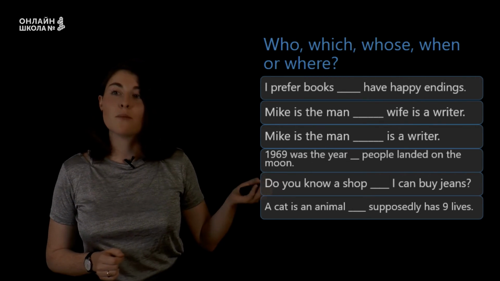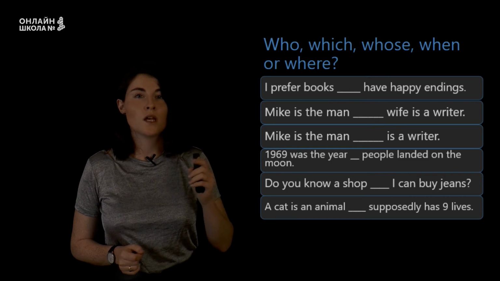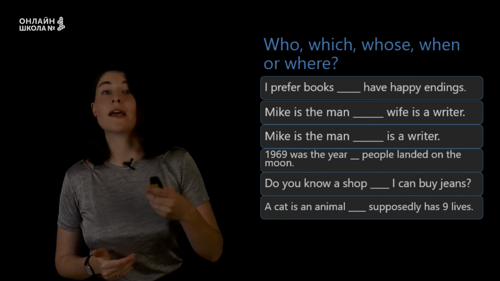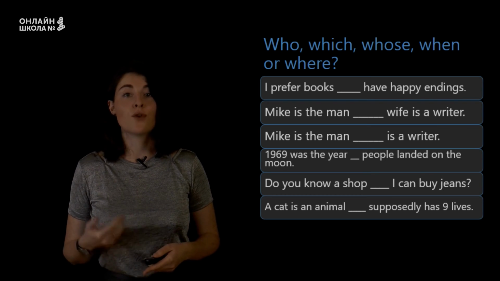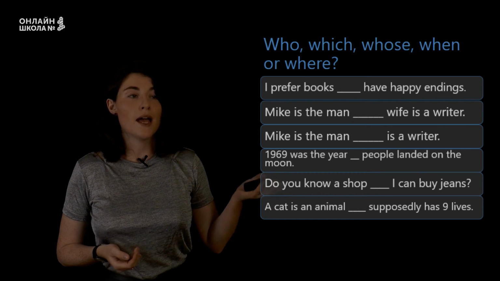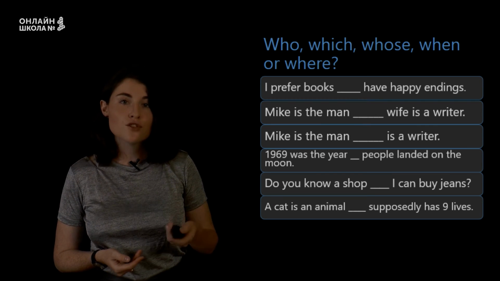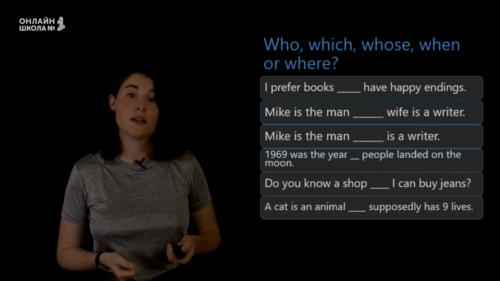So, here we're speaking about an animal. And when we are speaking about an animal or a thing, we're using a pronoun which. And a cat is an animal which supposedly has 9 lives.